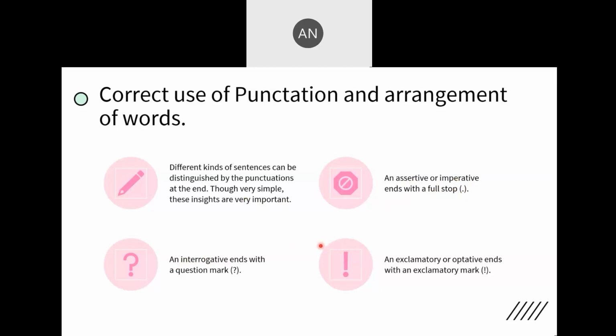An interrogative sentence ends with a question mark. There's no doubt about it. An exclamatory or optative sentence ends with an exclamation. So to identify the variety of sentence, declarative, imperative, assertive, you can identify with a period or a full stop. Interrogative or question variety sentence with a question mark. Exclamatory or optative sentence with an exclamatory mark.